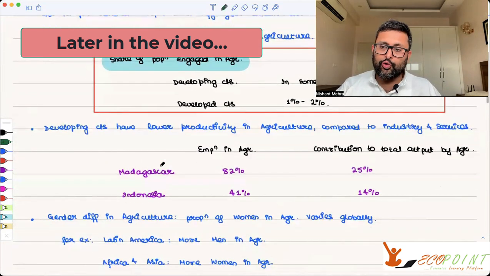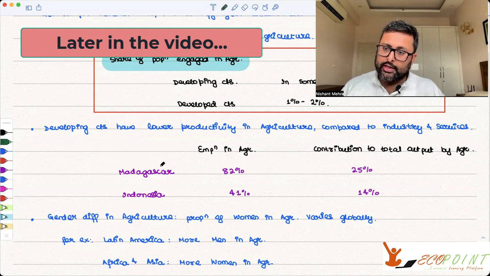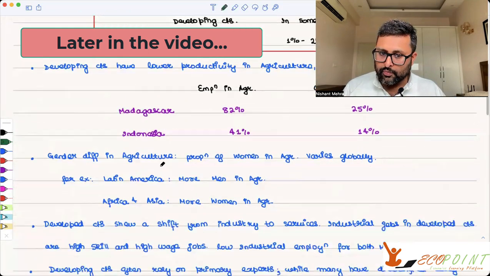Developing countries, if you look at them, you will find that they are more dependent on agriculture compared to industry and services. Take up the case of Madagascar. 82% of the population is employed in agriculture, but it contributes only 25% of the total output. In Indonesia, 41% of the population is engaged in agriculture, but it contributes only 14% of the total output.